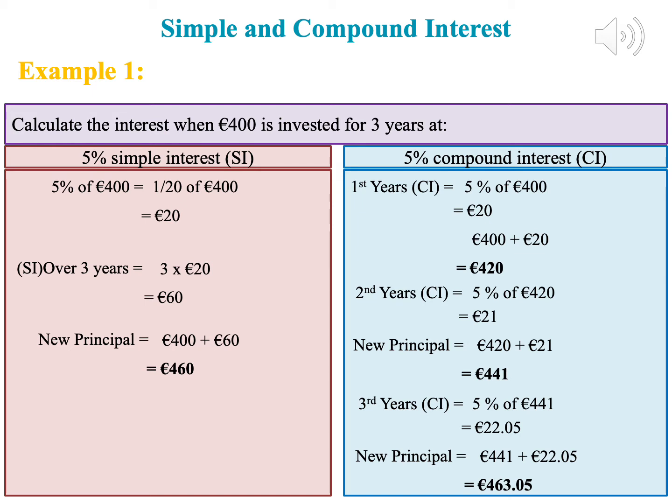So then in year 3, your new principal amount is 441. You're going to find 5% of that, which is 22.05. Add them together and you're left with €463.05. So the difference between the two methods is €3.05, which in this example might seem very small, but if you were dealing with larger investments, it would make a massive difference. And it does show that you earn a little bit more when you compound your interest as opposed to using the simple interest method.